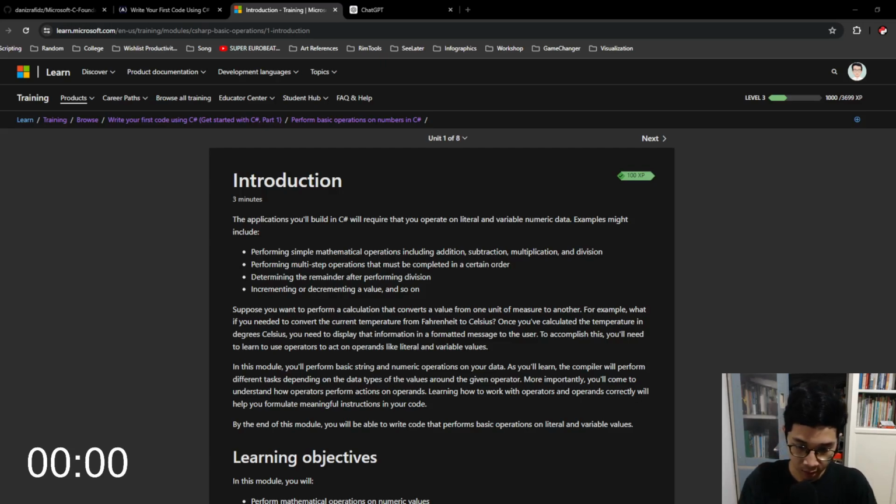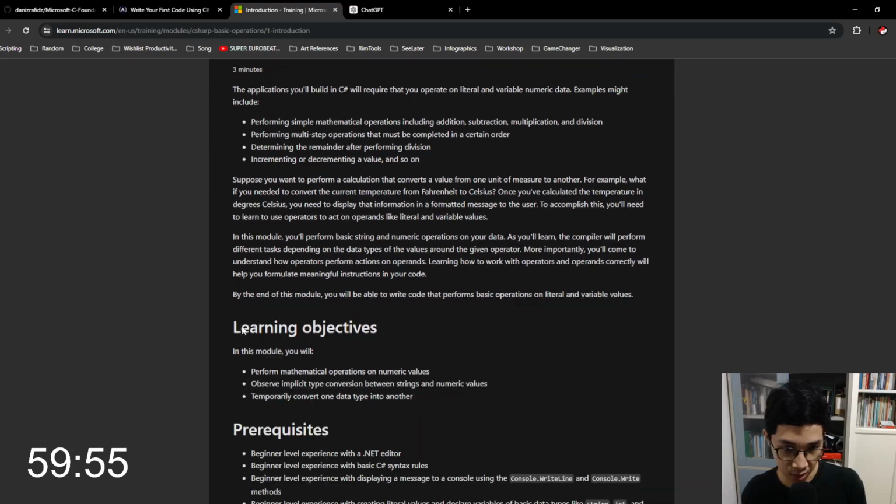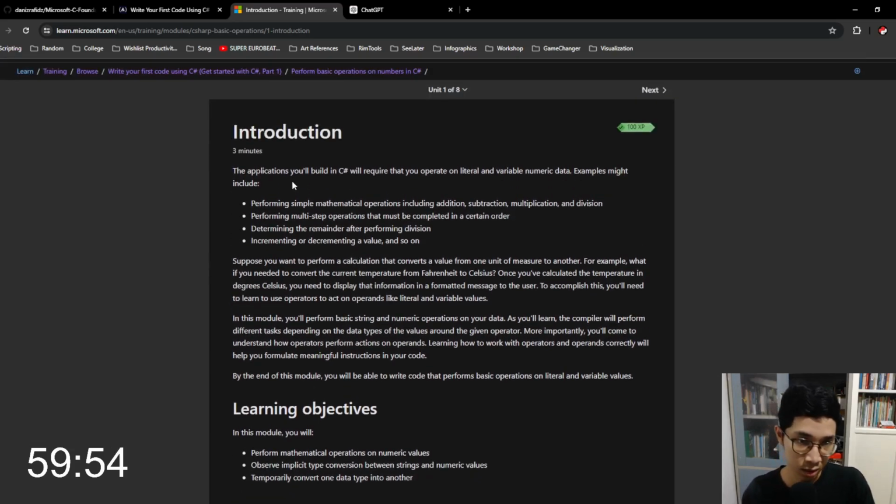Don't forget the timer. I have the Pomodoro here to track my progress. Okay, the Pomodoro timer, 60 minutes with 10 minutes for break, is set up. Let's continue to read all this article or this lesson.